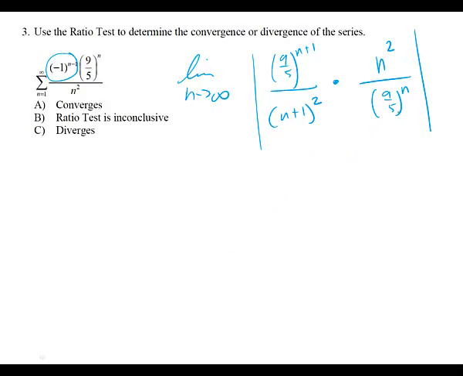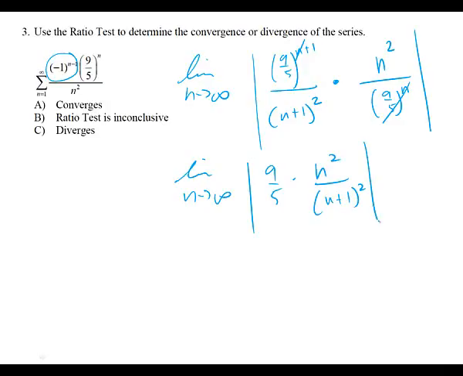Alright, what happens next? The n exponent cancels. And then I'm going to rewrite it as the limit as n approaches infinity of 9/5 times n squared over n plus 1 squared. What do you notice about the exponent on the ends? It's the same. So what's the limit? 9/5, which is still greater than 1.